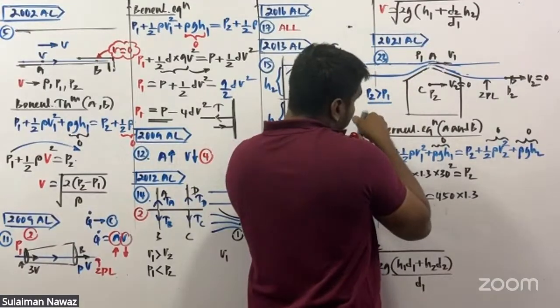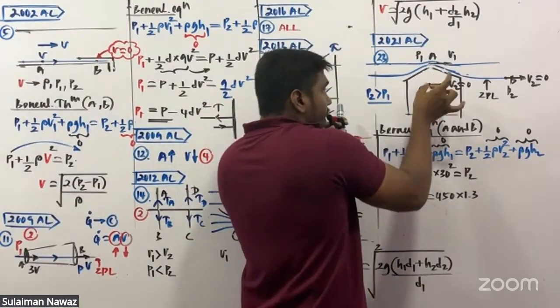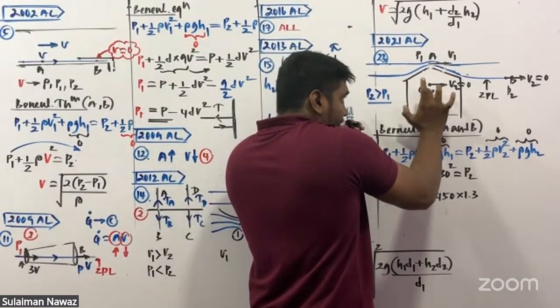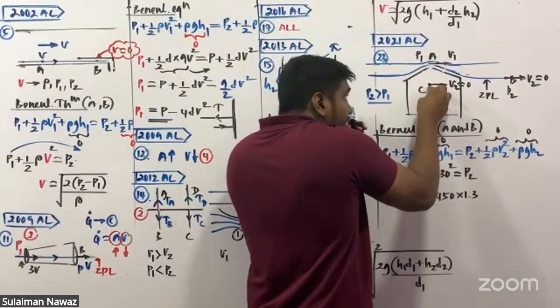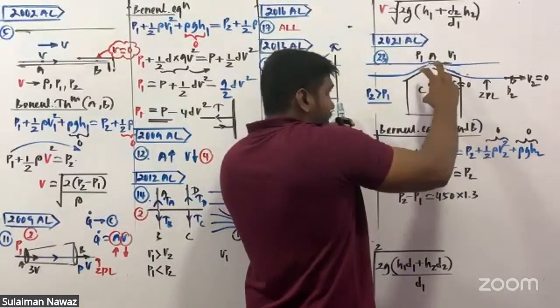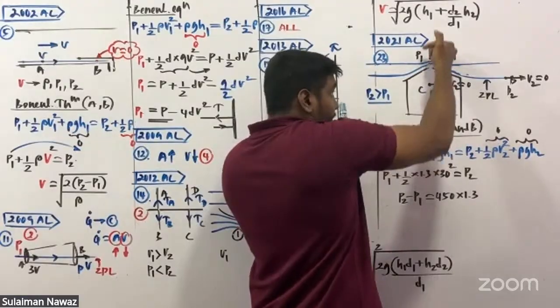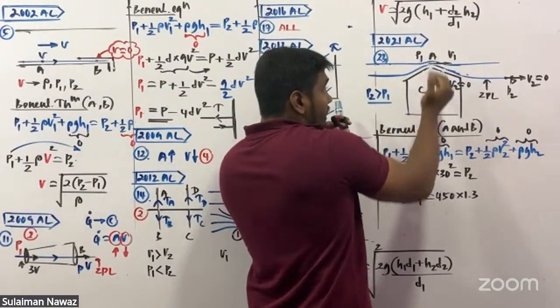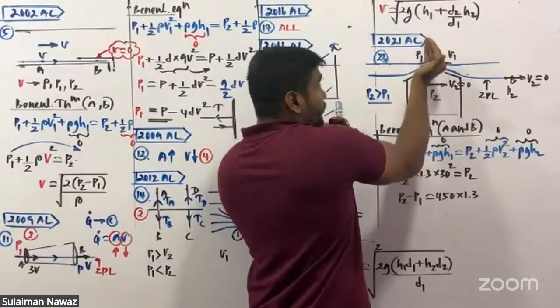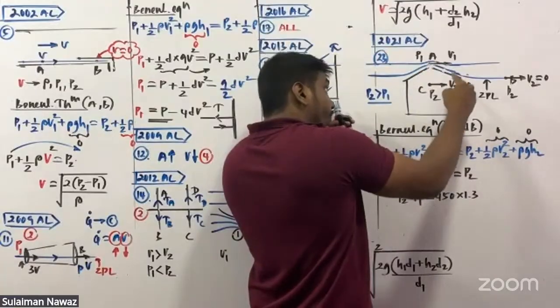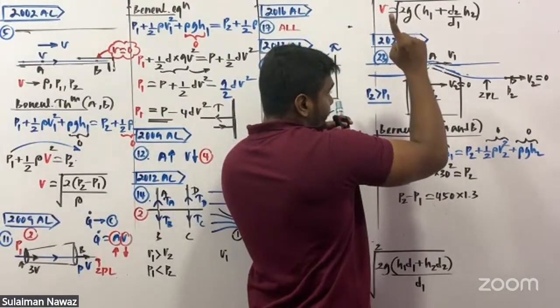Then look at point C. Pressure at point C is also P2. Velocity of the air at point C is 0. P2 is larger than P1. P2 is larger, P1 is smaller pressure. So there's a resultant pressure difference acting in the upward direction, creating a resultant pressure force on the roof in the upward direction.